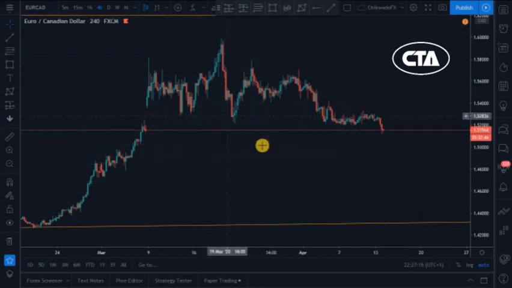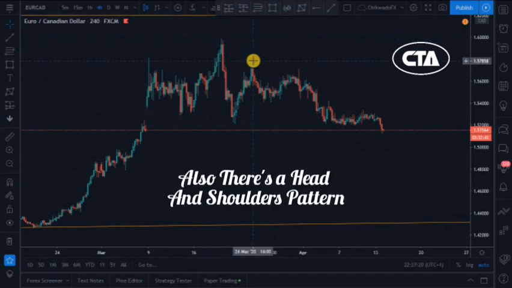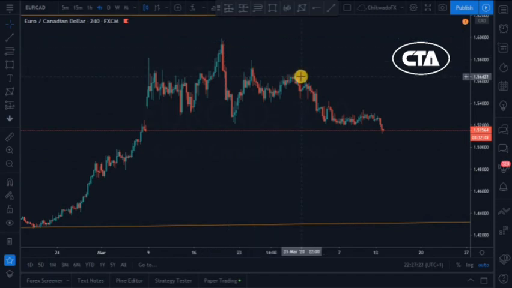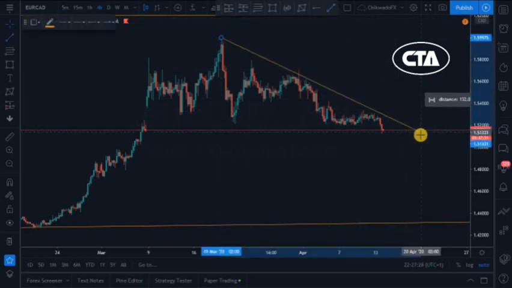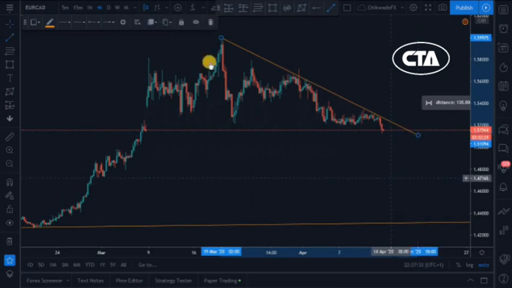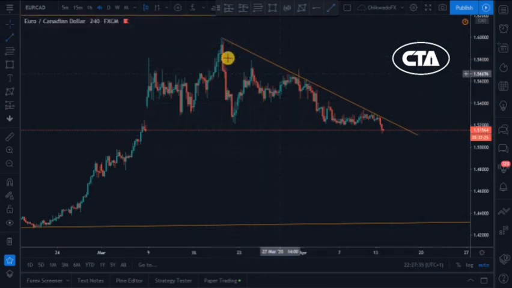But looking at this on the 4-hour, the first thing we notice is a high, a lower high, a lower high, then another lower high. So what you want to do is connect these highs with a trend line. You could do it this way, and you will be correct. There are traders who will draw it this way and you'll be correct, but I like to draw mine from week to week.